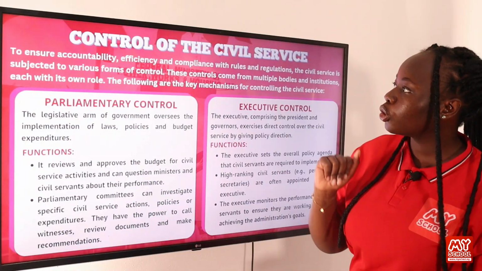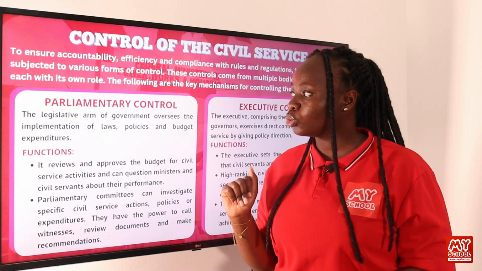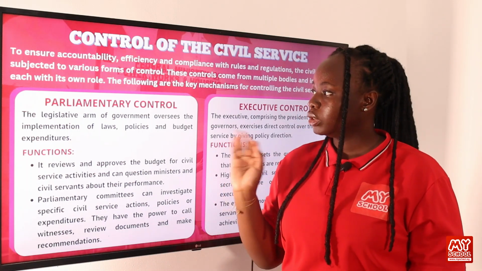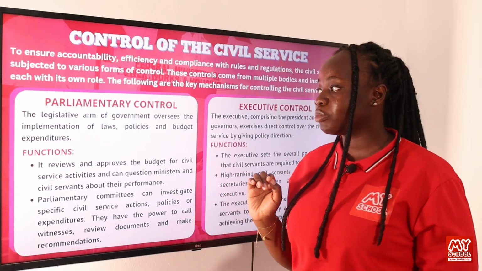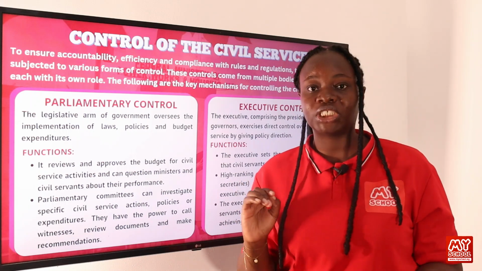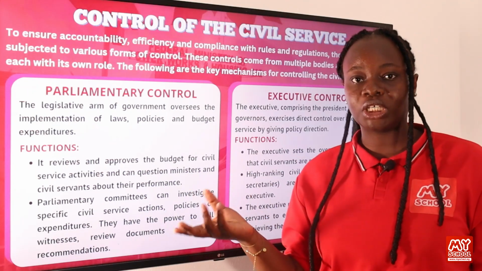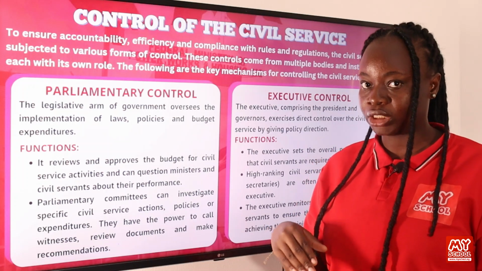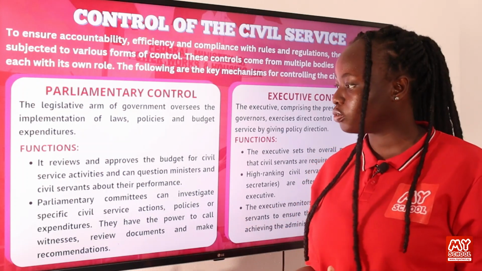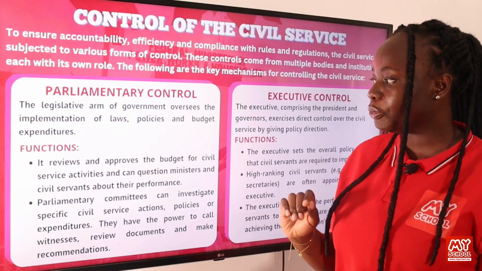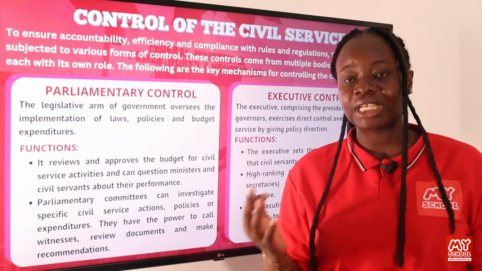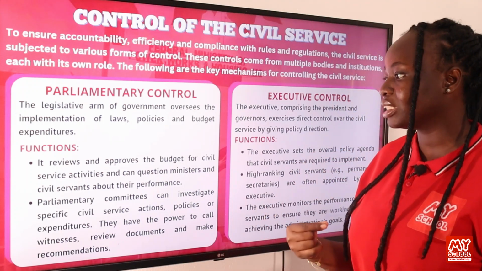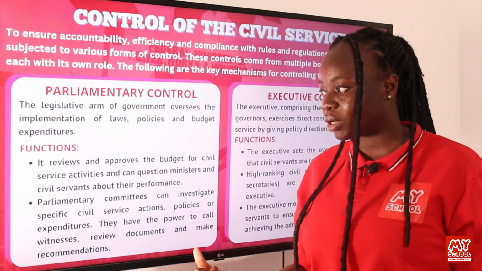All right, another method of control of the civil service is through the Parliament or the legislature. The legislative arm of government oversees the implementation of laws, policies, and budget expenditures. This is one of the ways by which the legislature checks on the executive. Remember, the civil service is a part of the executive. So they review and approve the budget for civil service activities and can question ministers and civil servants about their performance.